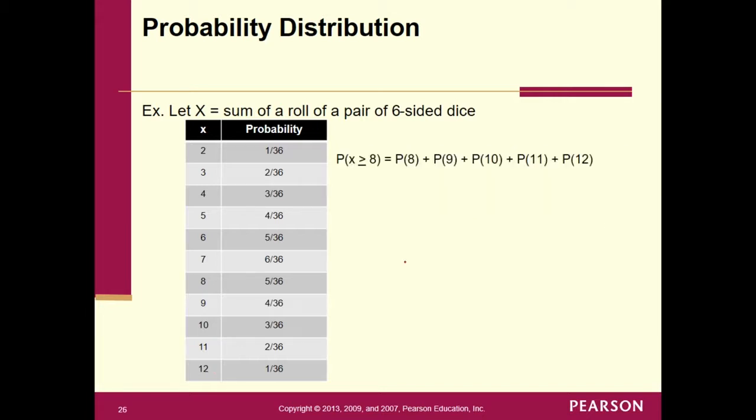Okay, what happens if we throw the equal to sign in there? Well, if we throw the equal to sign in there, now we got to go ahead and include 8. So we've got 8, 9, 10, 11, 12. What are their corresponding probabilities? Here they are. All right, so we got 5 out of 36 plus 4 plus 3 plus 2 plus 1 out of 36. Okay, and we add that up and we get 15 out of 36. All right, so I showed you less than, I showed you less than or equal to, I showed you greater than, I showed you greater than or equal to.